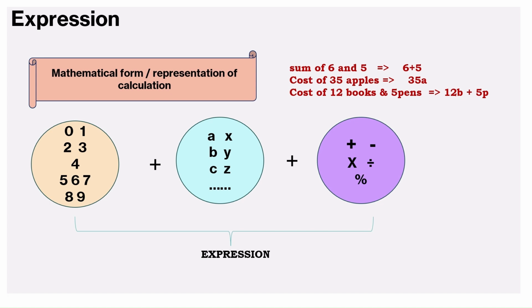Similarly, how do we express cost of 35 apples? Simply say 35a. Similarly, how do we express cost of 12 books and 5 pens? You are right. Just 12b plus 5p. Expression is the base for all formulae, for all equations and functions. We understood what an expression is.